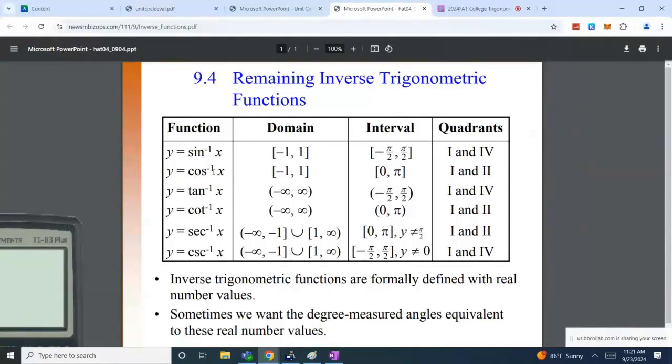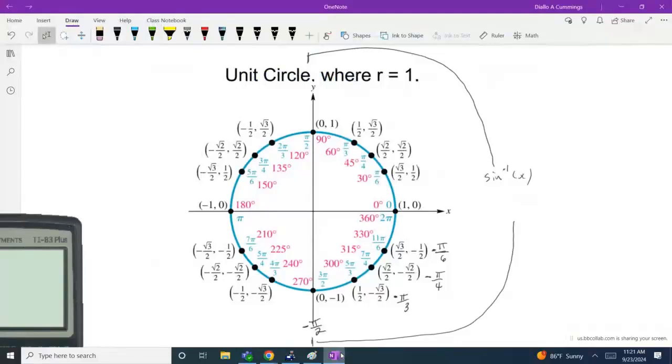The arc cosine, those angles lie in the interval from 0 to pi. So those angles can lie in quadrant 1 and in quadrant 2. So that means that the arc cosine lies in the top half of the unit circle, right? Any one of these angles from 0 to pi.